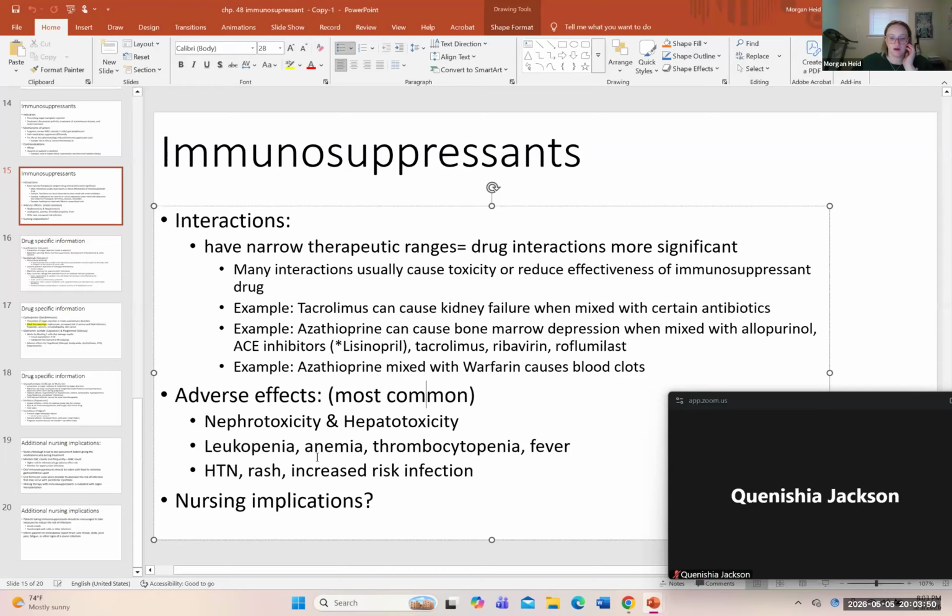And then you can also get a fever, because my body's having to work extra hard. And then hypertension, which is why this was a contraindication. Rash, or just, again, increased risk of infection, but that goes with the low white blood cells. Any questions here?